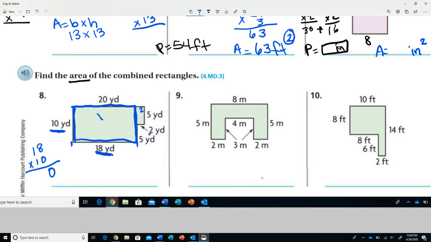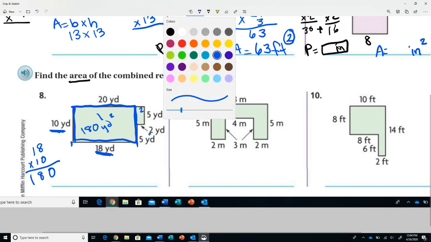And if you remember how to do this, you bring down your 0, 8 times 1 is 8, and 1 times 1 is 1. So our area for this first rectangle is 180 yards squared.